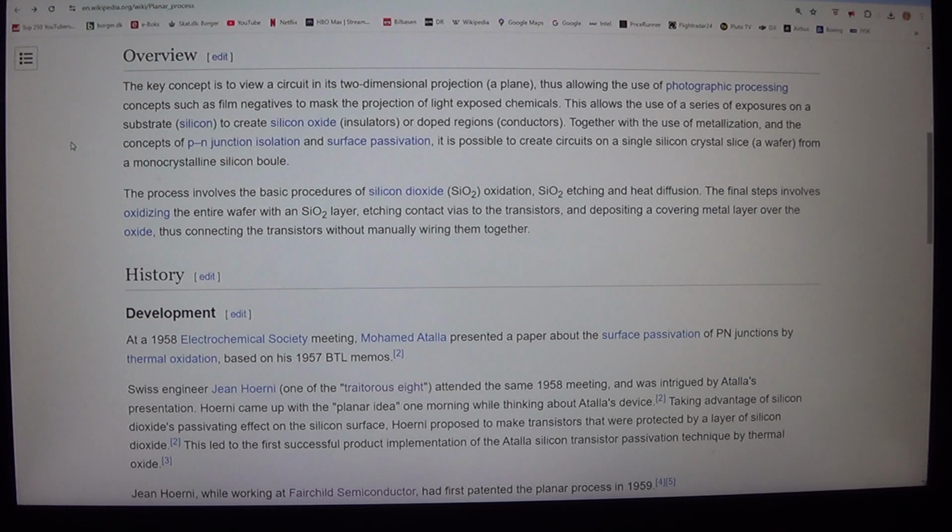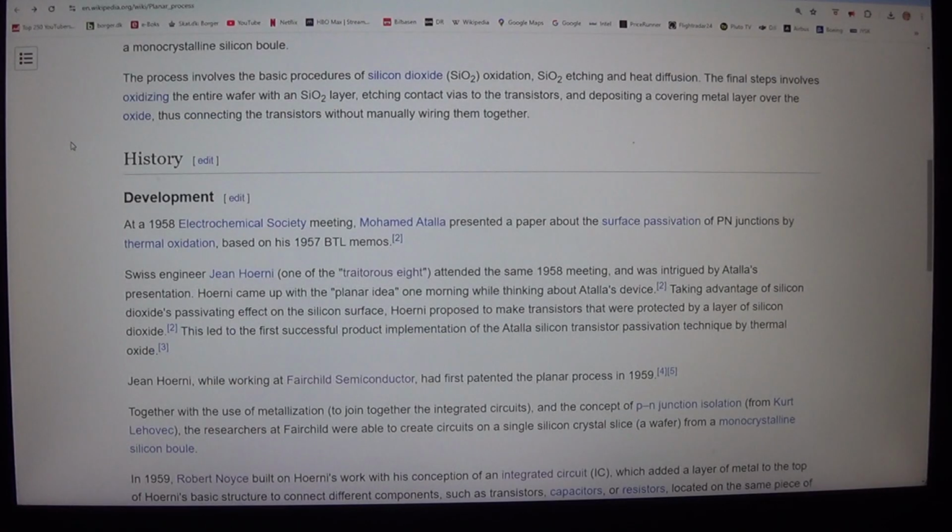The process involves the basic procedures of silicon dioxide, SiO2, oxidation, SiO2 etching and heat diffusion. The final steps involve oxidizing the entire wafer with an SiO2 layer, etching contact vias to the transistors, and depositing a covering metal layer over the oxide, thus connecting the transistors without manually wiring them together.